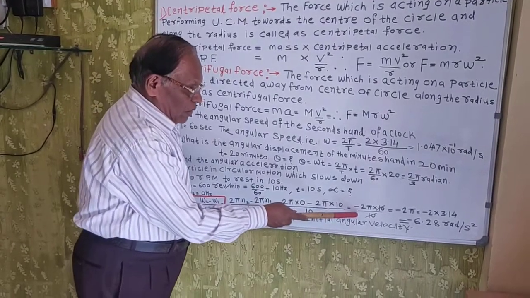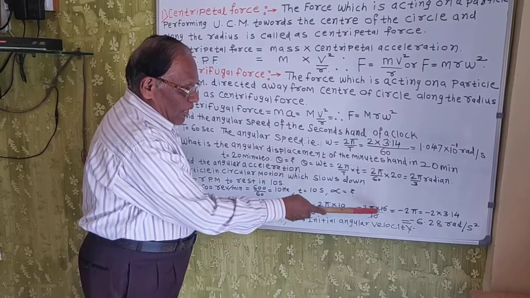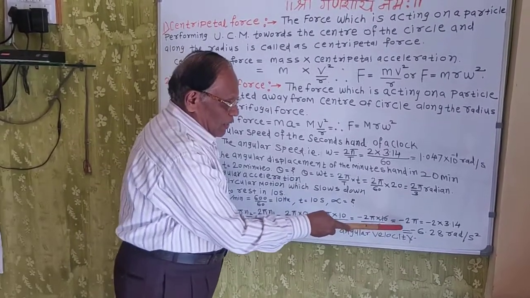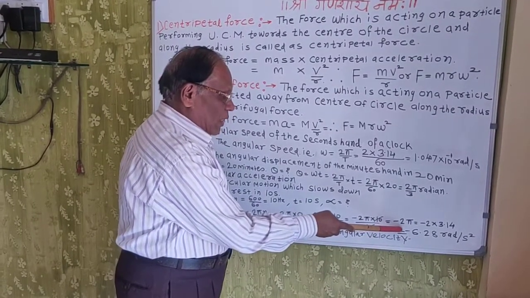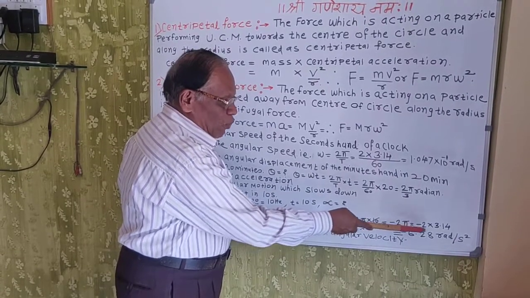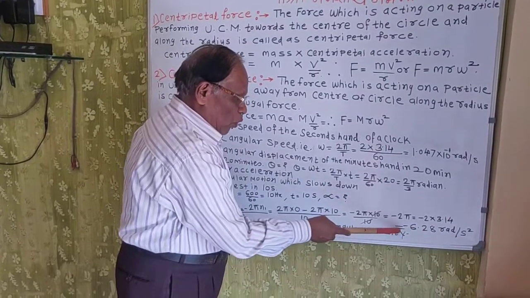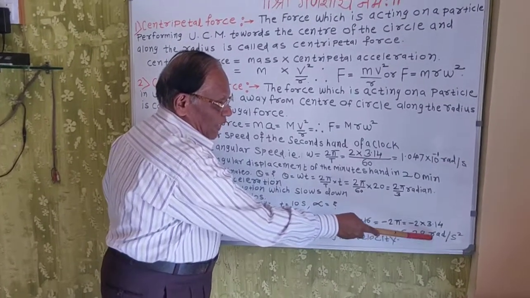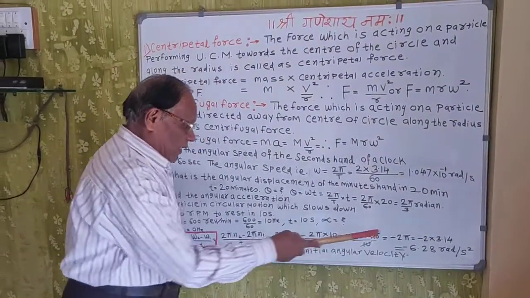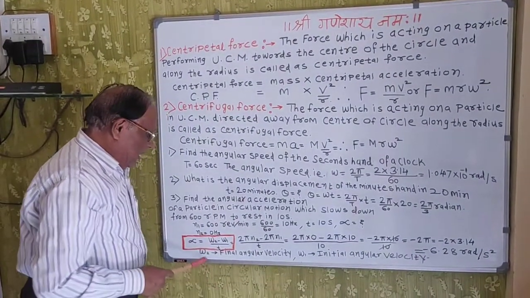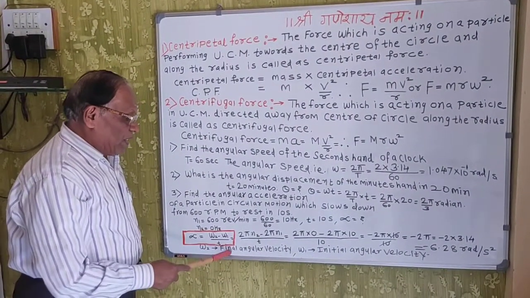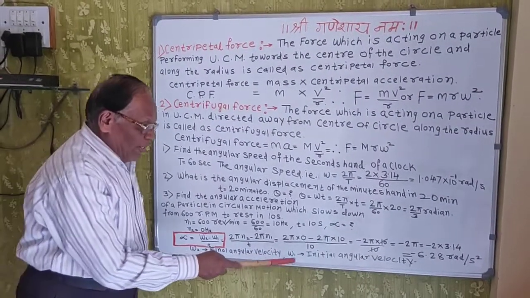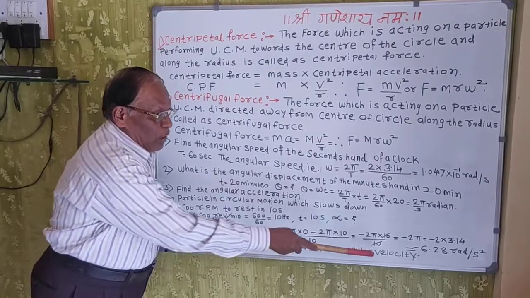Simplify it further as minus 2 pi into 10 divided by 10, the 10s get cancelled, and that is equal to minus 2 pi. Put the value of pi as 3.14. Therefore, alpha is equal to minus 6.28 radian per second square. And see here in this case, omega 2 is final angular velocity and omega 1 is initial angular velocity.